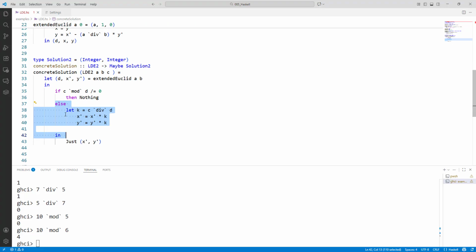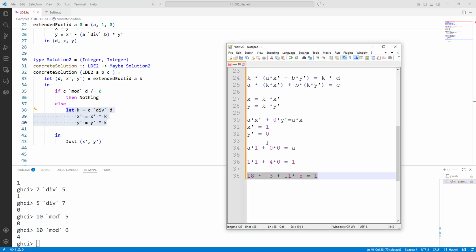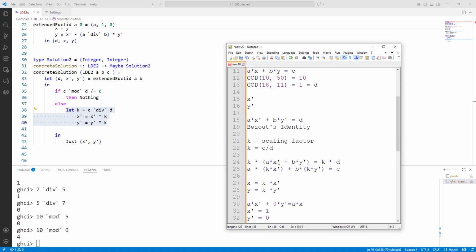So here we just start with a new let block to calculate the scaling factor, which was this one here, if you remember, which was C divided by D.